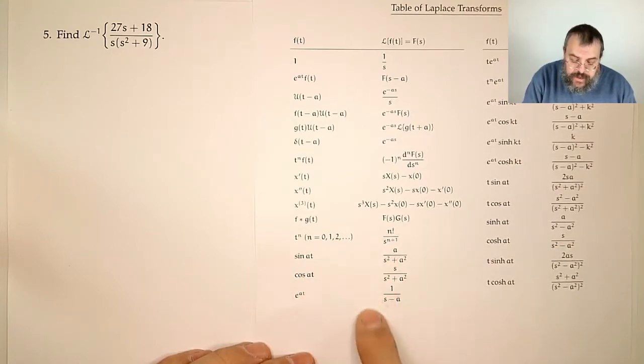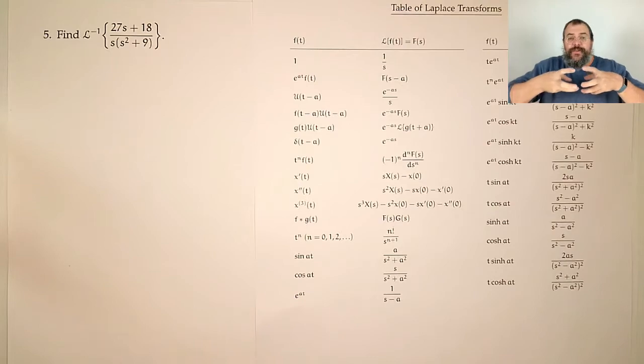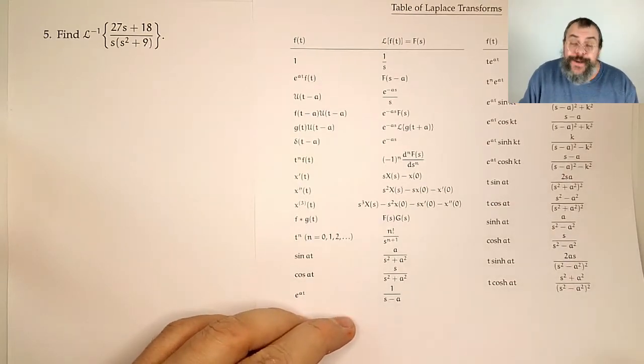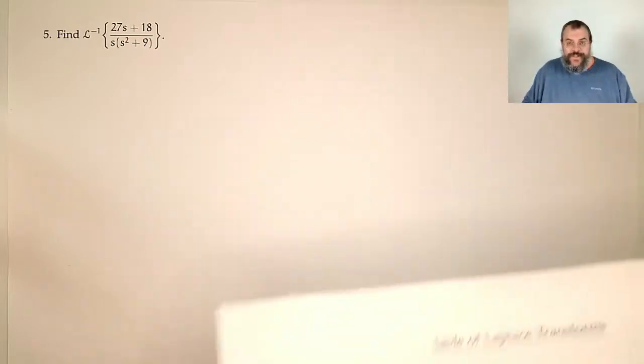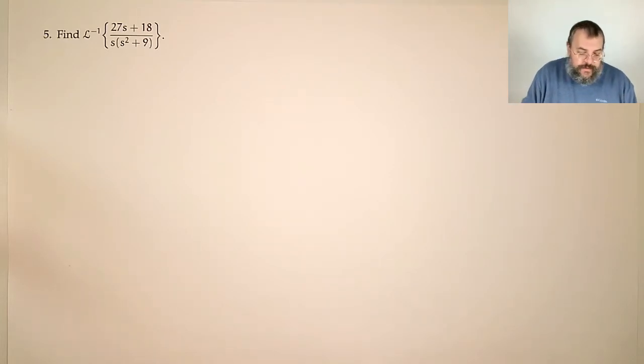So we say, okay, we have to make it look like these kinds of things. The problem is that there's multiplied together downstairs. So we've got to pull it apart. And how do we do that? Partial fractions. So be ready to pull out partial fractions, because that's a very common thing that happens when you're dealing with Laplace transform problems.